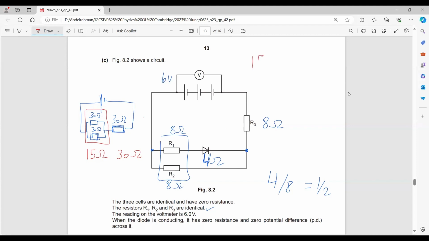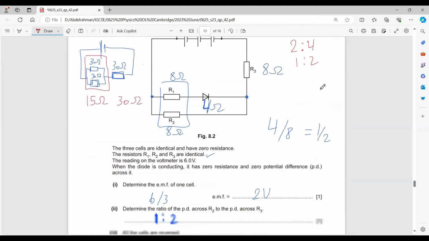What is this ratio? If this is 15 ohms and the other one is 30 ohms, then the total of them is 45 ohms. What's the total voltage in this case? 6 volts. So we can just cross multiply. 30 times 6 divided by 45 gives you 4 volts. And this one, 15 times 6 divided by 45 gives you 2 volts. So the ratio of potential difference is 2 to 4. In simpler terms, it is 1 to 2. Okay, I got it.